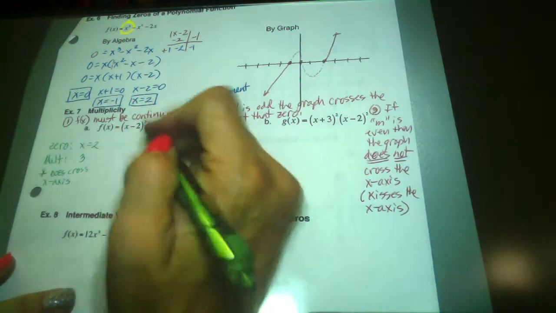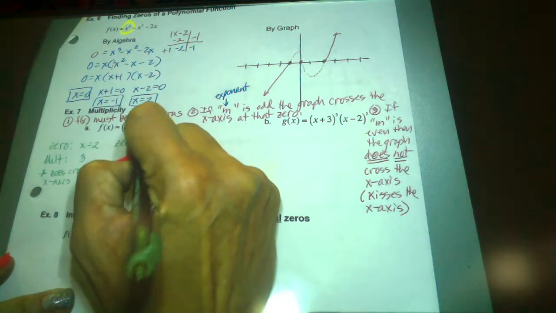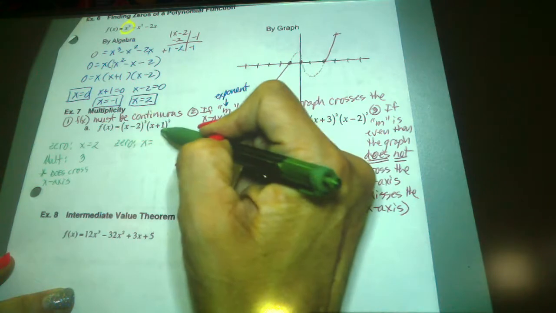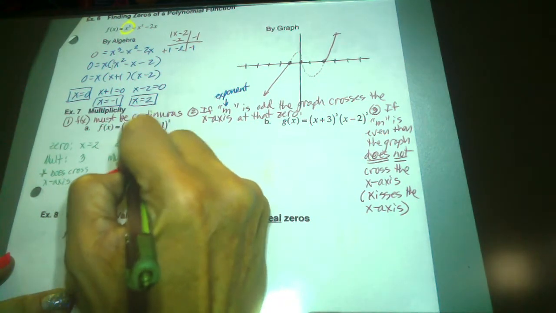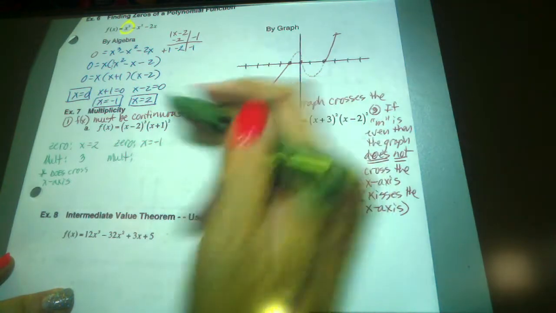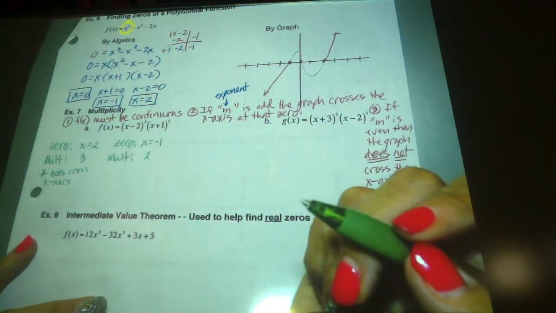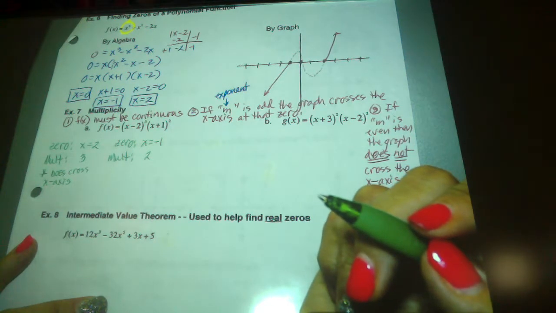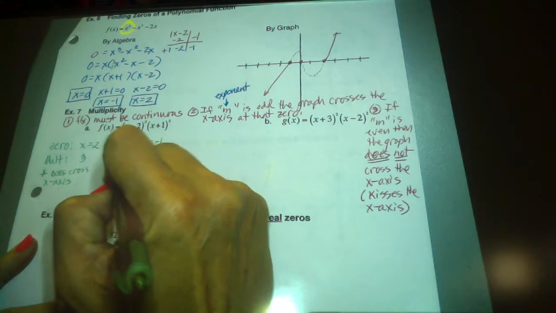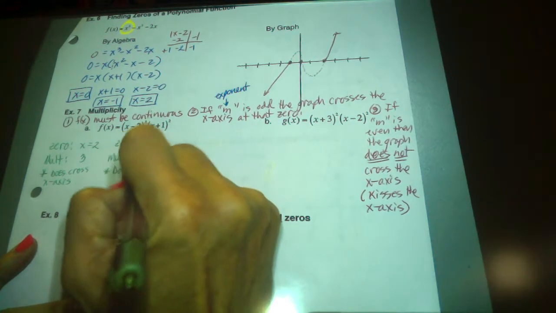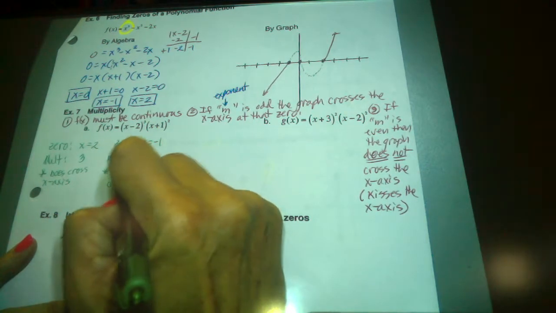Then we have a second 0. We have another 0 at x equals what? This one right here is x equals negative 1. What's the multiplicity? The exponent is 2. So that's even. What does that tell you about the graph? Does it cross at negative 1 or does it kiss at negative 1? It kisses. So this does not cross the x-axis.